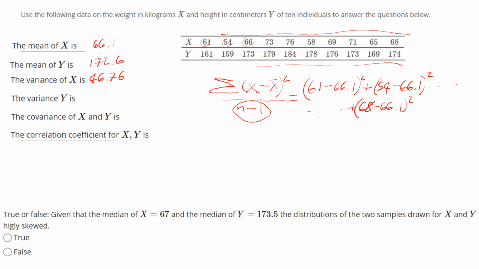Okay, we can repeat the same process for Y. It's exactly the same process, just the numbers differ. And we should get a value of 60.71.